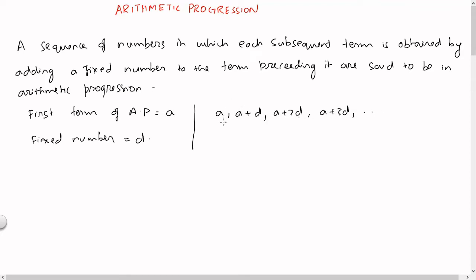So you can see that since every subsequent term is obtained by adding a fixed number, the difference of any two successive terms is also the same. A plus D minus A, that is equal to D, A plus 2D minus A plus D, that is also equal to D, and so on. So since this difference between any two successive terms is a constant, we call this D, the fixed number, the common difference.